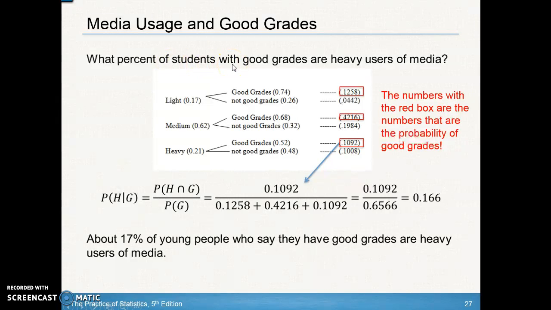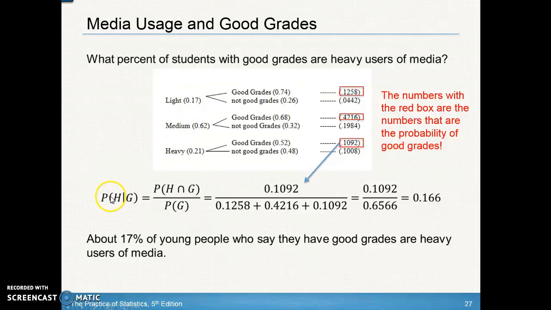Well, hopefully you look at that and say, okay, well that's a condition, but how do I know what the condition is, what was imposed upon it? You want to read this and say, what percent of students with good grades? That's what you're given first. You know that they have good grades, so that is your condition. Are heavy users of media. So whatever is after the word "are," that's sort of like asking the question, and that's not your condition, it's what's before the condition.